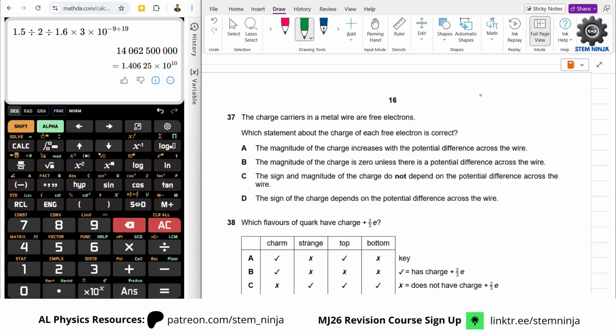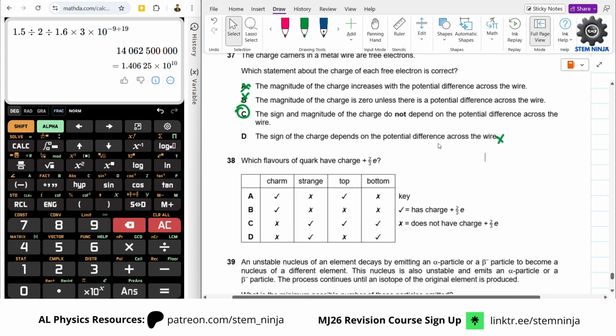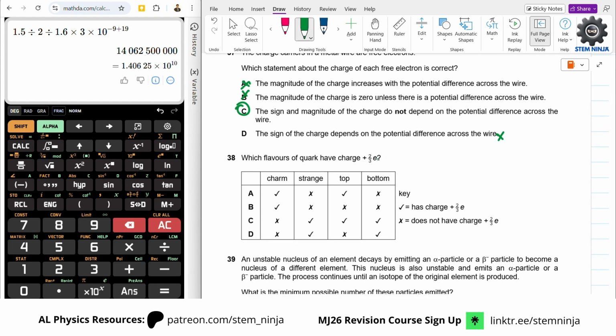Okay, no. So basically what happens is that the current flowing through it is dependent on the potential difference. Not the charge, not the sign of the charge, not the magnitude of the charge. So this is 0, this is 0. The sign and the magnitude of the charge do not depend on the potential difference across the wire. This is correct, but let's see. Sign of the charge depends on the potential difference. Nope.